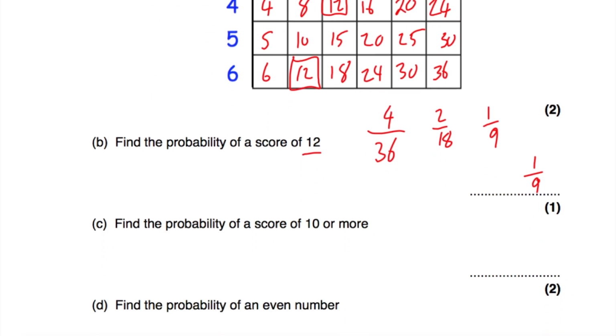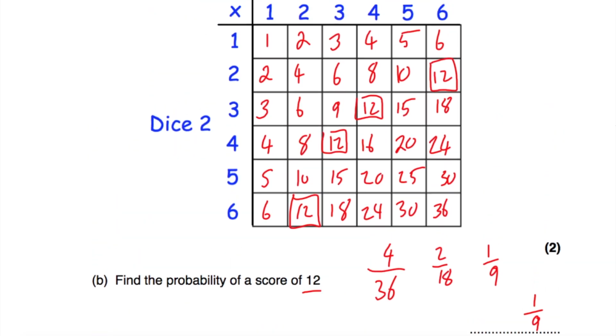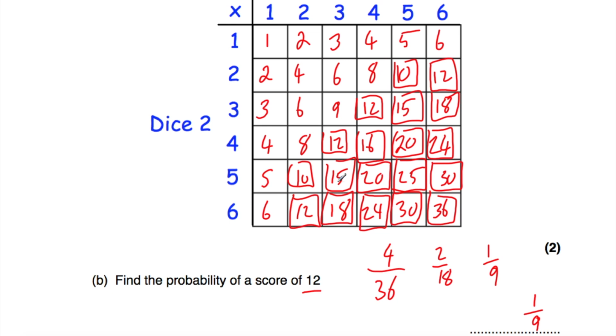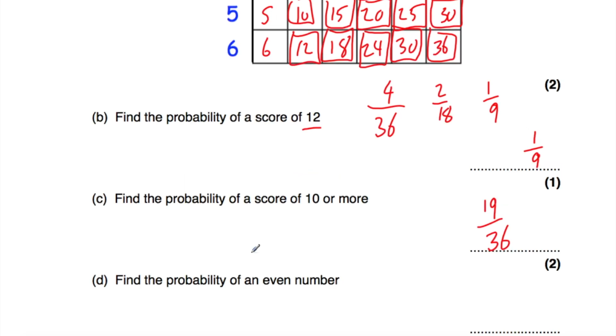Okay, let's have a look at our next part, part C. Part C says find the probability of scoring a 10 or more. So we want any number that's 10 or more. Okay, so I've boxed all the numbers that are 10 or more. Let's just count them. We've got 1, 2, 3, 4, 5, 6, 7, 8, 9, 10, 11, 12, 13, 14, 15, 16, 17, 18, 19. So it's 19 out of the 36. So the probability of scoring a 10 or more will be 19/36. And that's it.